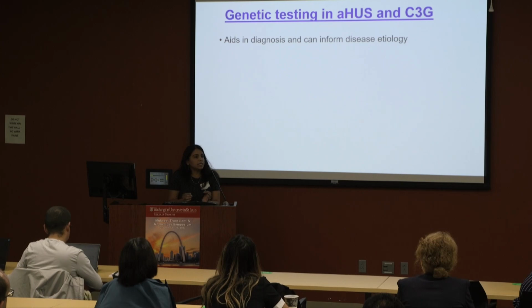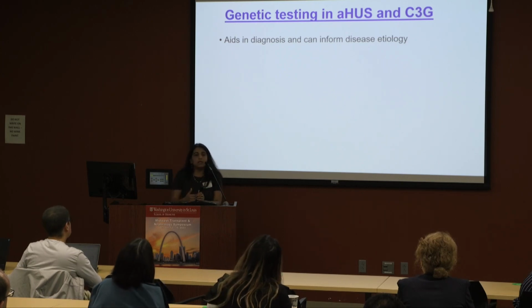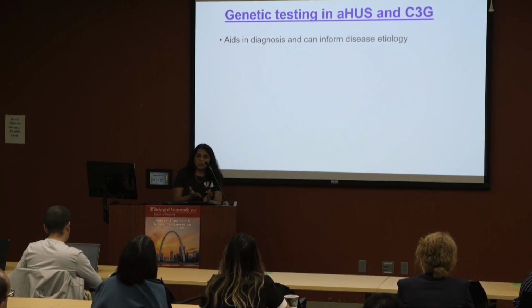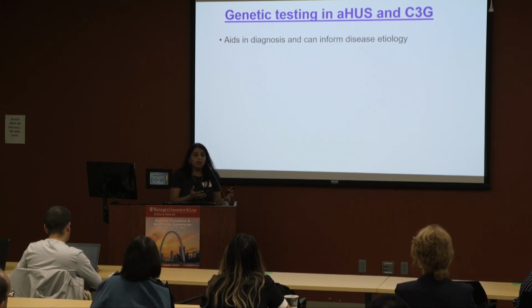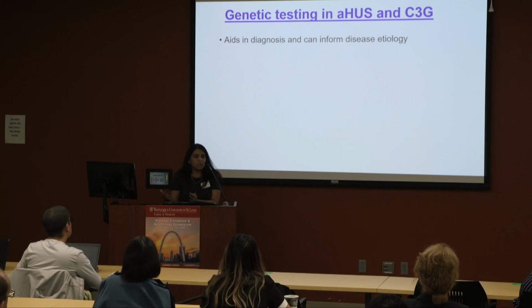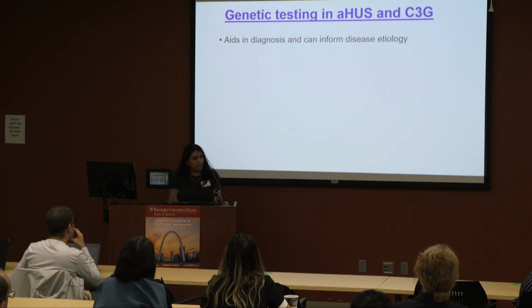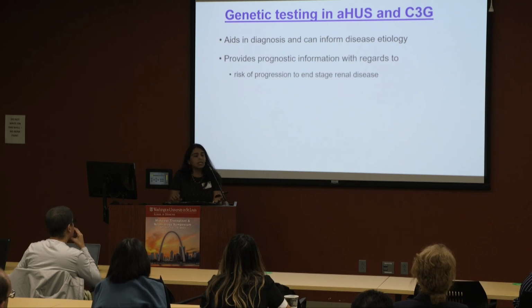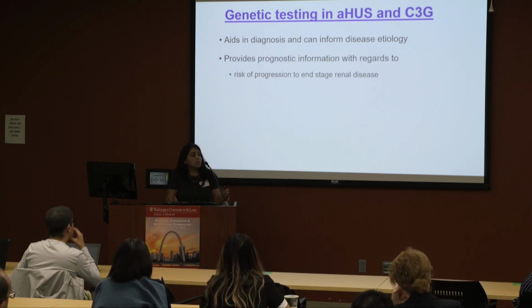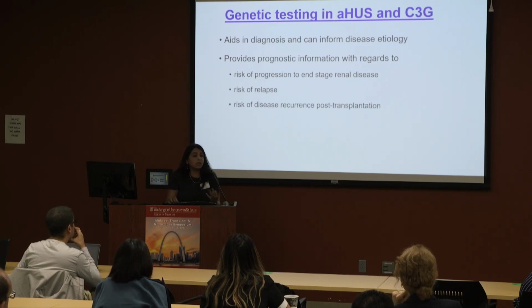So when I talk about testing, I'm looking at genetic testing as number one. It's critical to do that during pre-transplant evaluations if you have a patient with one of the characteristics I mentioned, or if you've identified a patient after transplant and you've found a disease which is either recurrent or de novo. So genetic testing is important to not only establish a diagnosis, it'll inform the etiology of disease in your patients. It provides prognostic information regarding the risk of progression to end-stage kidney disease, the risk of relapse, and the risk of disease recurrence.